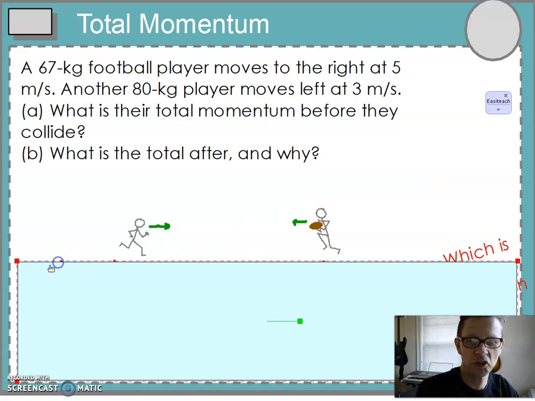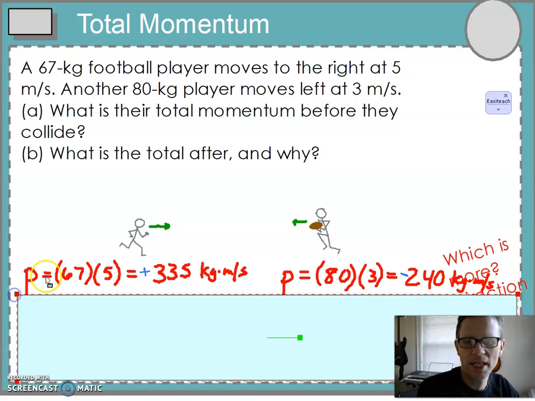So what do we do? Just calculate the momentum of each one. p equals mv. Write that, you might want to write that right here. p equals mv. Lowercase p, lowercase m, lowercase v. 67 times 5, mass times velocity, you get 335. For this one, mass times velocity. That's 240, it's negative.